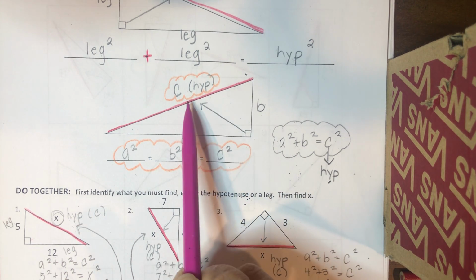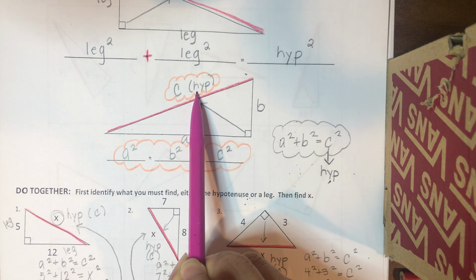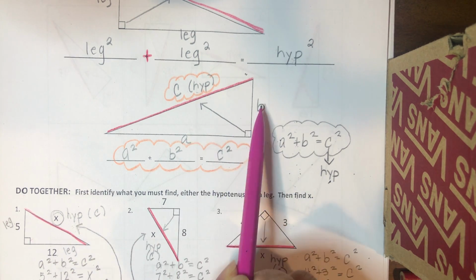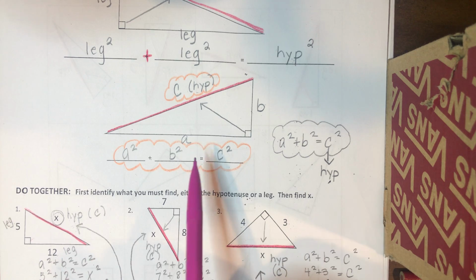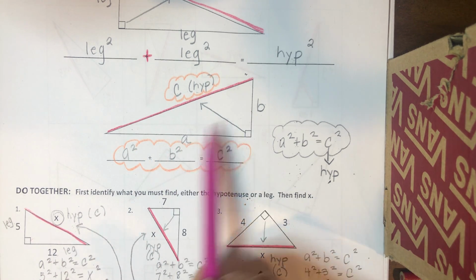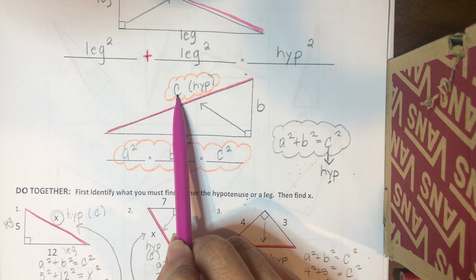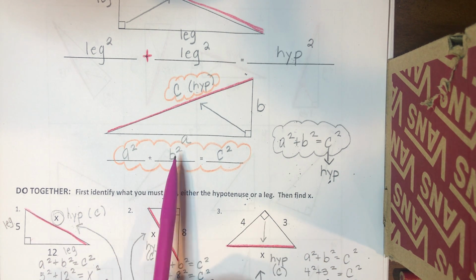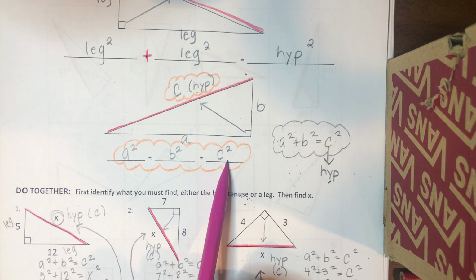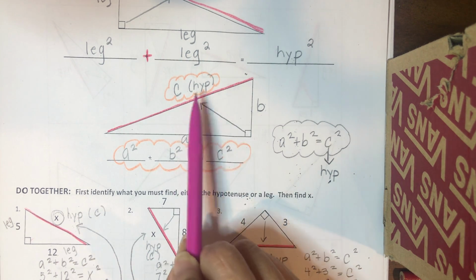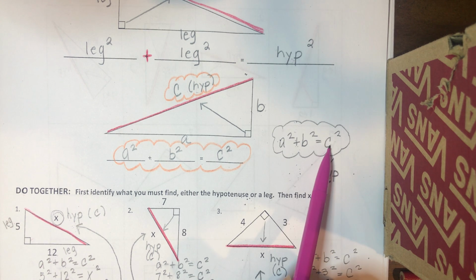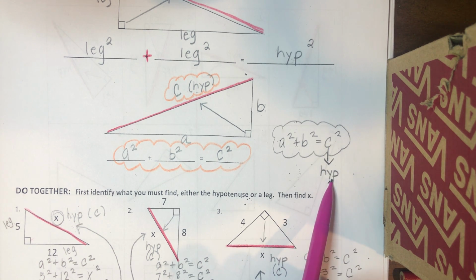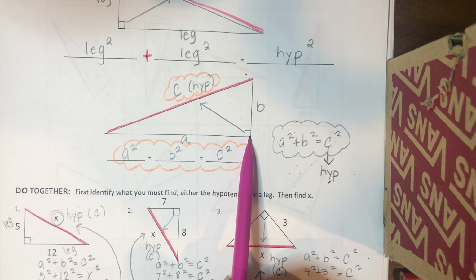Remember that the side across from the right angle is called the hypotenuse. The other two sides are called the legs, but more commonly we use A, B's, and C's. A and B are your legs, and C always has to be the hypotenuse. So we use this formula, a squared plus b squared equals c squared, to figure out one of the missing side lengths of a right triangle. Now remember, C is always the hypotenuse, and this can only be done with right triangles.